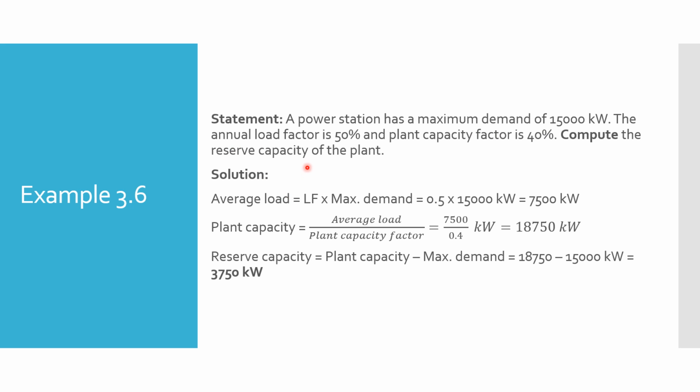So the annual load factor is given to you. Maximum demand is given to you. You can find out the average load. Once you have this average load, you can use this formula: plant capacity factor is equal to average load divided by plant capacity, or plant capacity is equal to average load divided by plant capacity factor. That will give you 18750 kilowatt. Reserve capacity is obviously this capacity minus maximum demand. So reserve capacity of the plant is 3750.